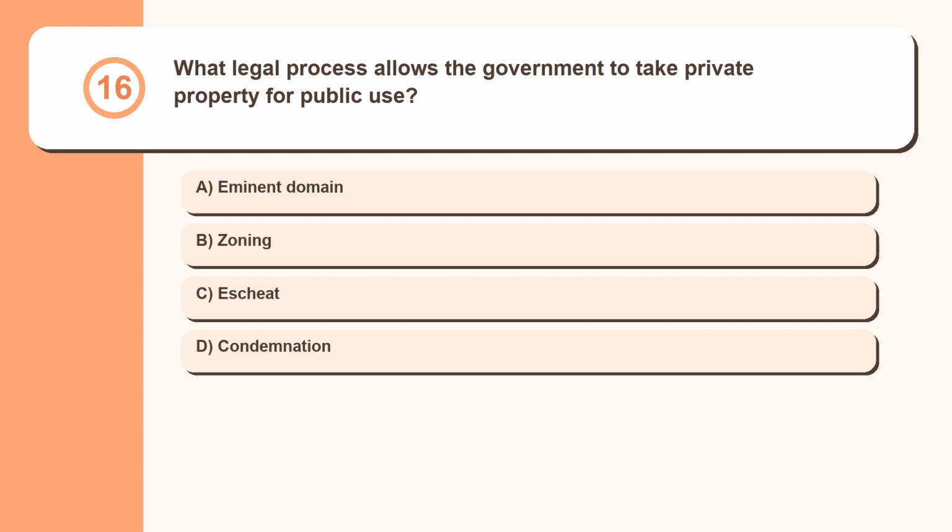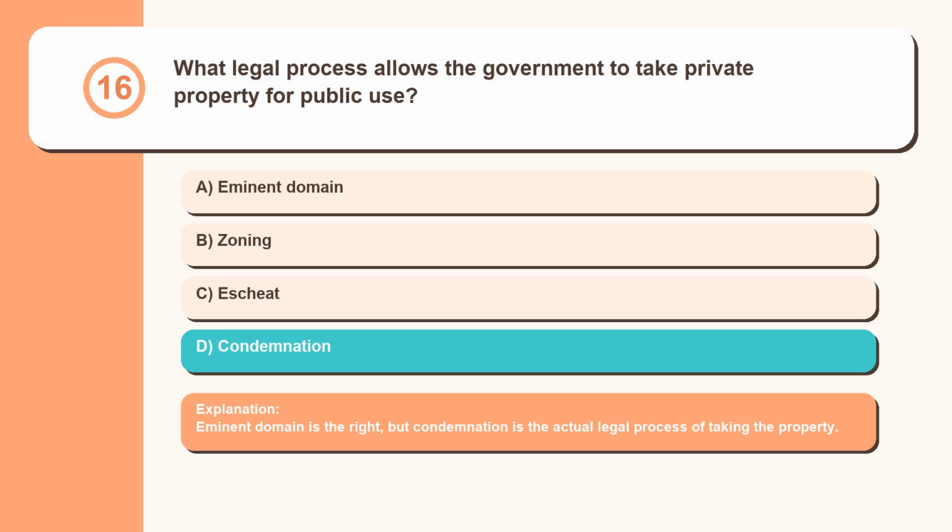Question 16. What legal process allows the government to take private property for public use? Eminent domain, zoning, escheat, condemnation. Eminent domain is the right, but condemnation is the actual legal process of taking the property.